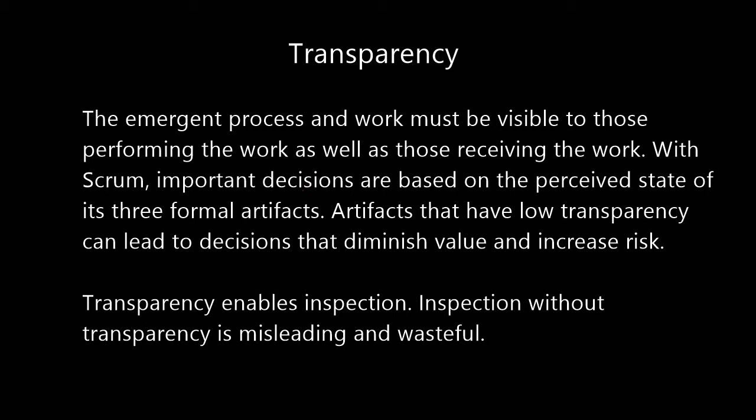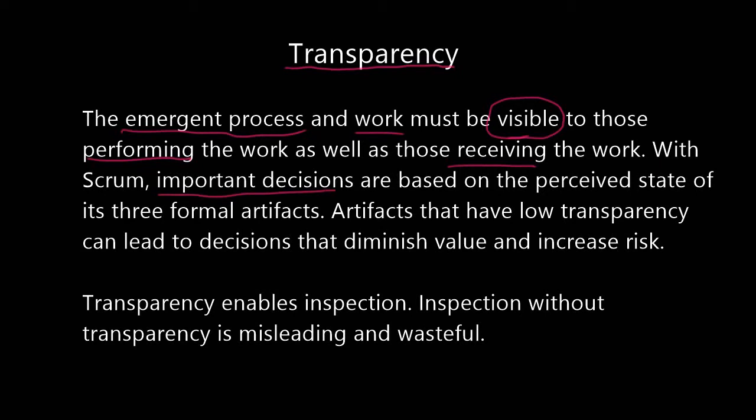All right, we have finished the Scrum theory portion of the Scrum Guide, and we're now talking about the three pillars of empiricism, starting with transparency, then we will talk about inspection, and then adaptation. So let's read what we can learn about transparency. The emergent process and work must be visible to those performing the work as well as those receiving the work.